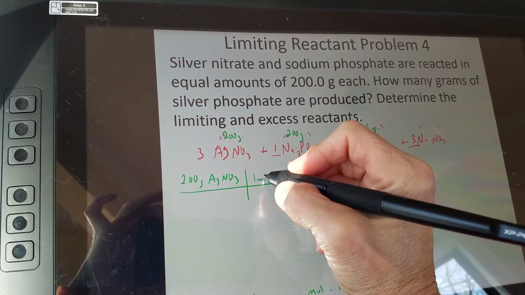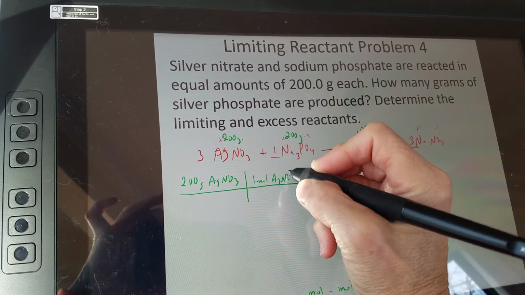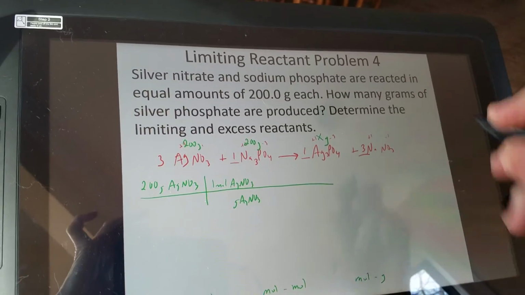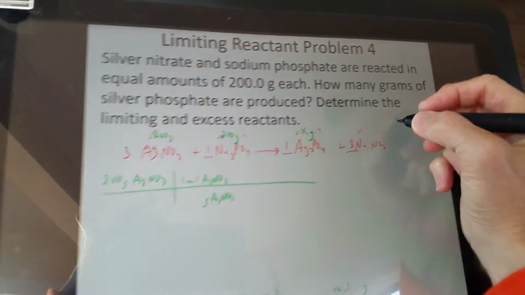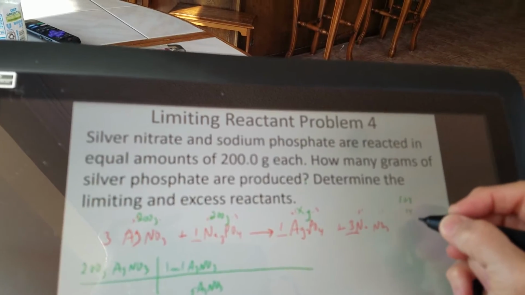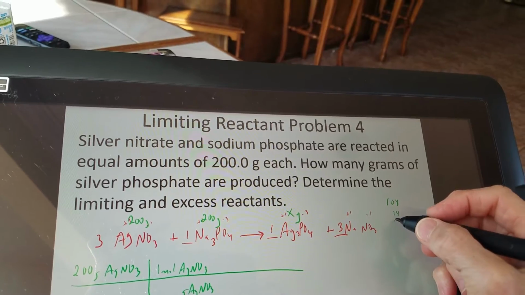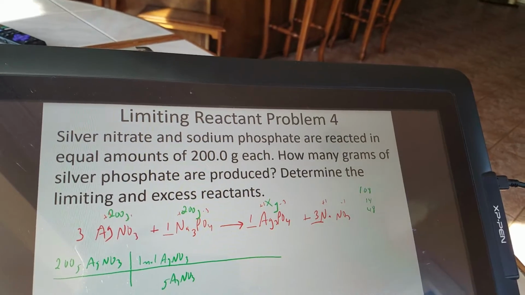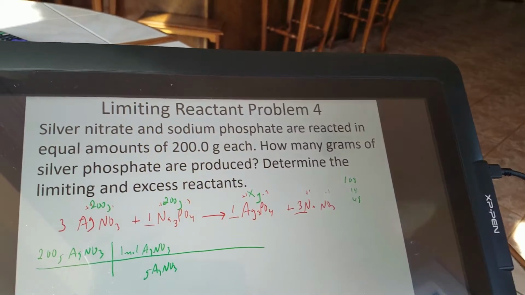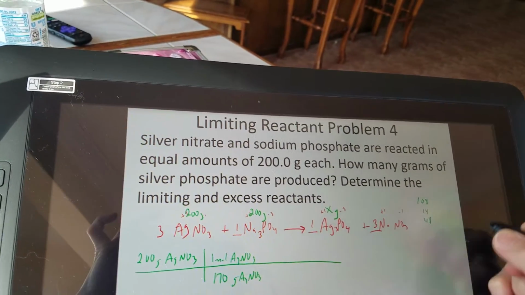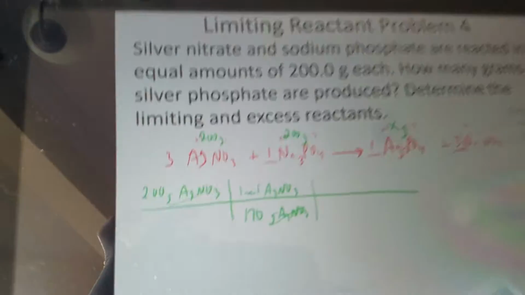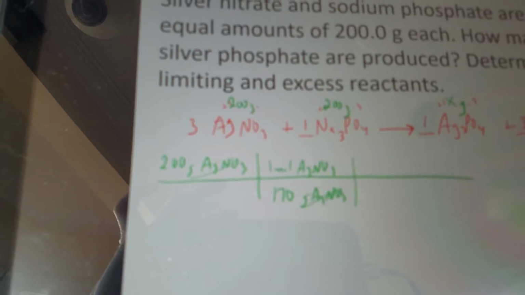I know 1 mole of silver nitrate is equal to its gram formula mass of silver nitrate. So silver is 108. So I'm going to do it up here. We only have 1 of those. Nitrogen is 14. We have 3 oxygens, so that's 16 times 3 or 48. So I'm getting 170 here. So that'll get me to my moles of silver nitrate.